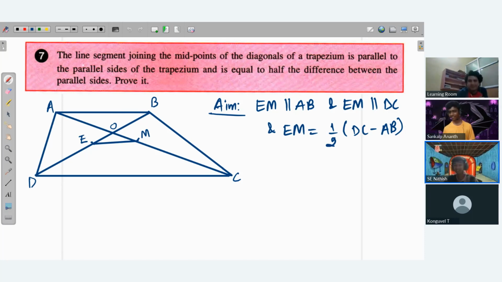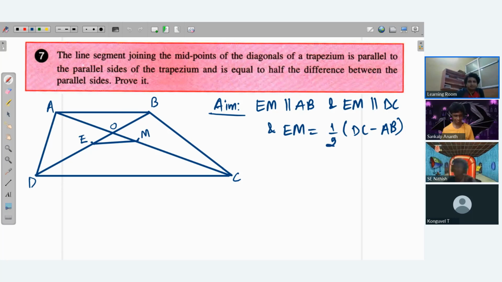How did you show that EM is parallel to DC? It's given, sir, from the previous result: the line segment joining the midpoints of the diagonals of a trapezium is parallel to the parallel sides of the trapezium. That's what I said, sir. You have to prove it. I'm not asking you, Sankalp. I'm asking Nitish, why from your argument is EM parallel to DC? That is still yet to be shown. Yes, sir.